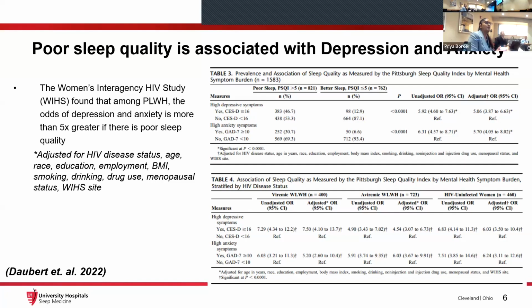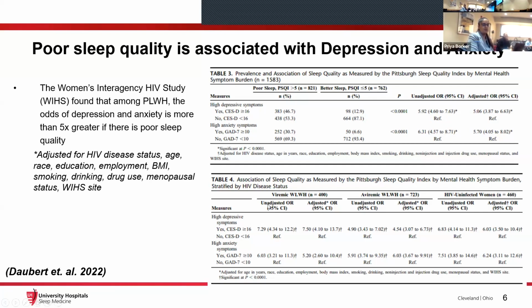We did see similar findings in the women's cohort, and they measured both depression, measured by the CESD, as well as anxiety. And they measured poor sleep in this study by the Pittsburgh Sleep Quality Index greater than 5. And again, they used the CESD, the 16 threshold, and the GAD-7 for anxiety. And so you can see that people with poor sleep had a higher incidence of depression compared to people with better sleep, and the odds ratio of that was almost 6. And similarly with anxiety, they had a higher incidence of anxiety, also around 6 as well.